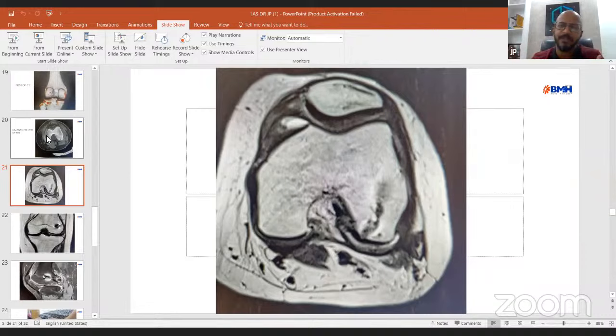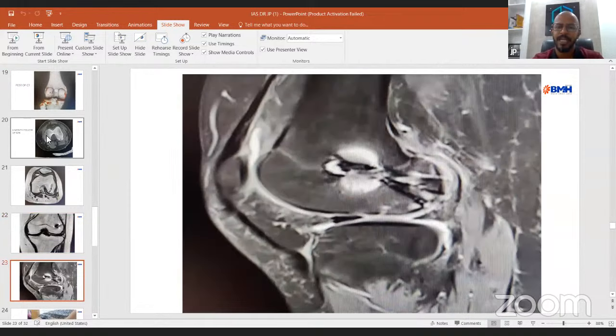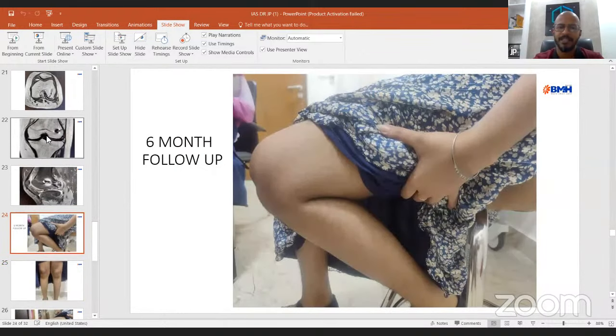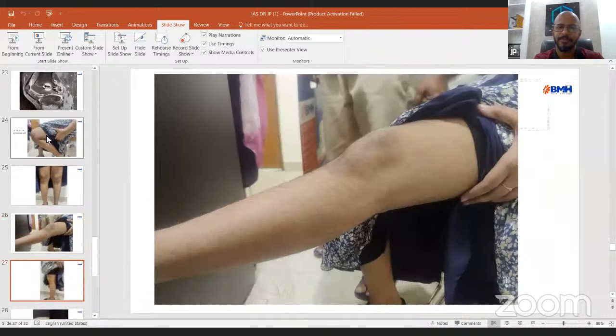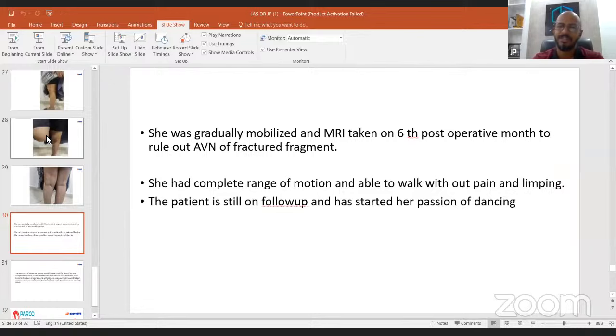Later on, if the MPFL reconstruction needed to be done, it would have been done in a second sitting. So obviously, when I went for the anterior approach, I finished the MPFL repair also in that sitting. And now it is good that we got the reduction and also the MPFL back. You can see that there is not much avascular necrosis. The patient is really happy and there is a really good range of movement. And she has started with her dancing. Now it is a 1 year follow-up of the patient we have.